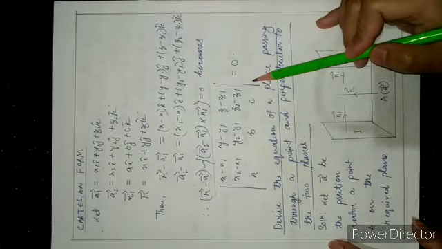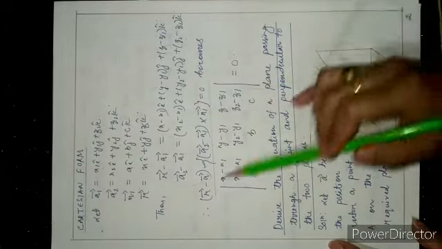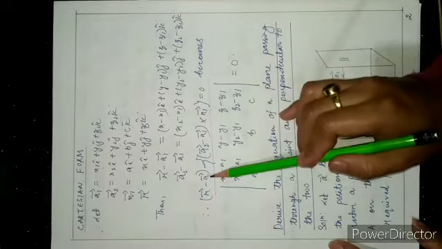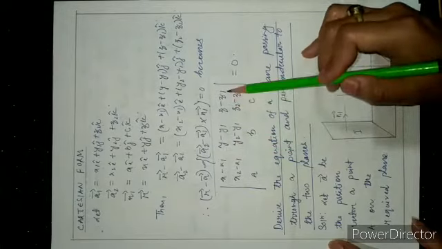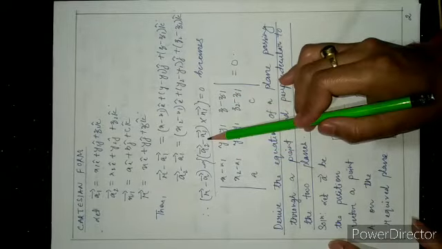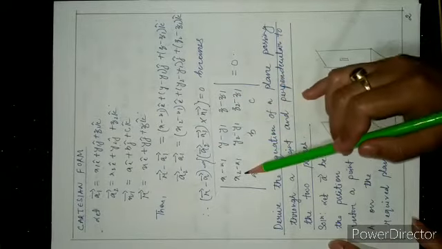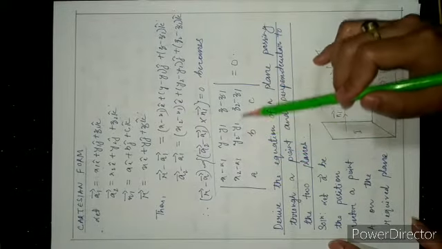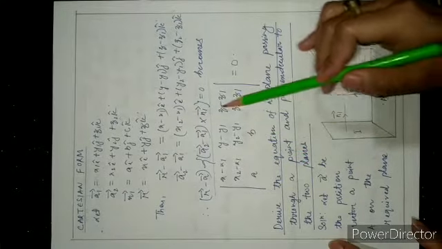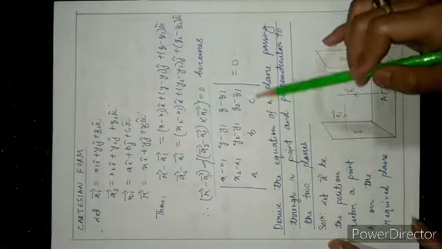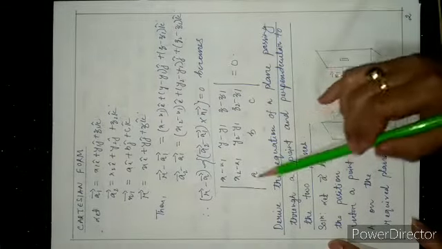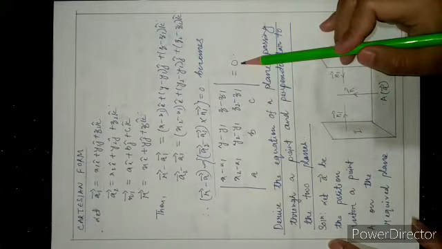The elements of the determinant are given by: first write the components of r vector minus a, x minus x1, y minus y1, z minus z1. Then write the components of second vector a2 minus a1, x2 minus x1, y2 minus y1, and z2 minus z1. Then write the components of n1 vector. They are a, b, c, and the determinant is equal to 0.